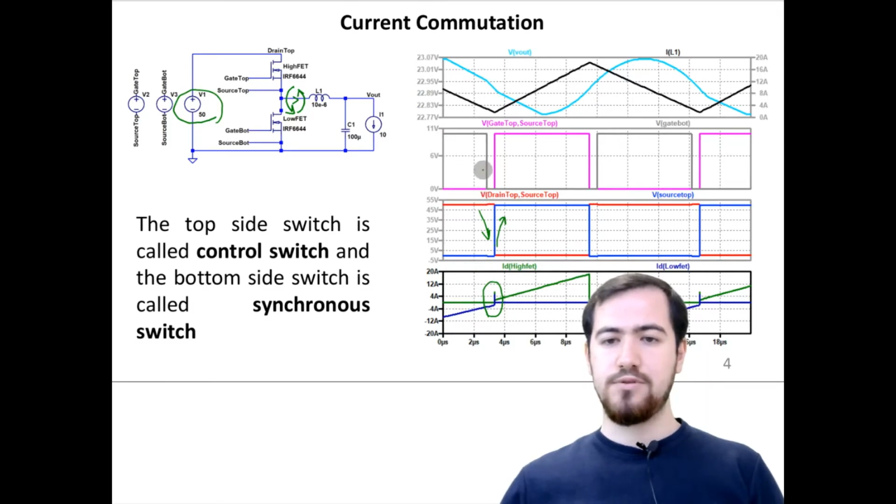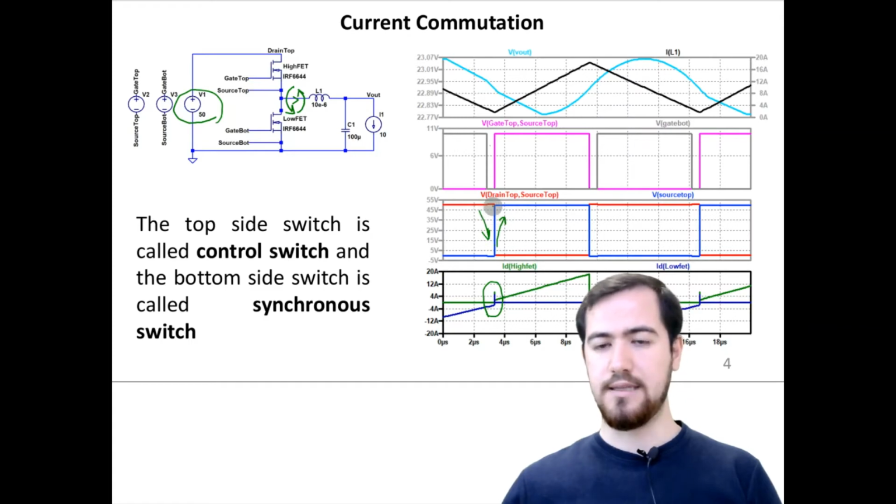I would like to draw your attention to something important here. When we look at the bottom side switch, when it's turned off, actually nothing changes at that moment. However, whenever the gate voltage of the top switch is increased, the transition occurs at that moment, and it is also valid for the other edge as well. So this is because the circuit is controlled by the high FET switch.